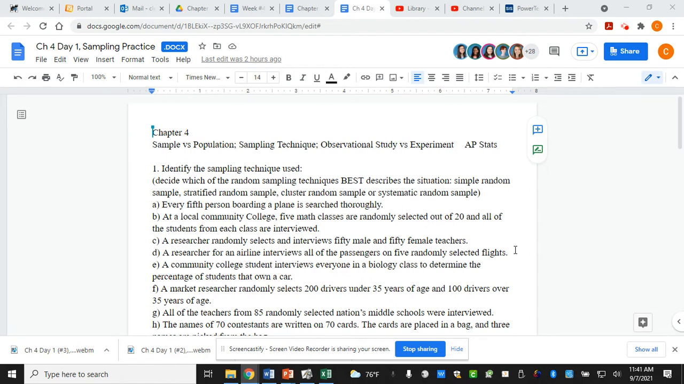D, a researcher for an airline interviews all passengers on 5 randomly selected flights. So again, they take 5 flights and then take everybody from each of those 5, which is cluster.